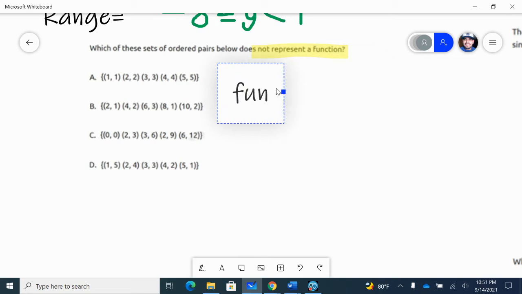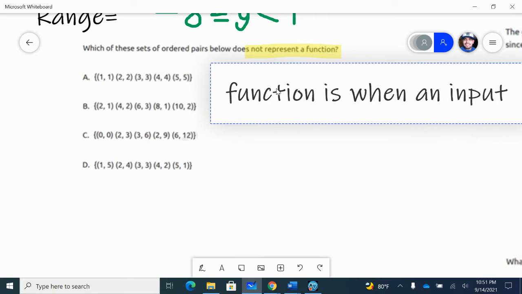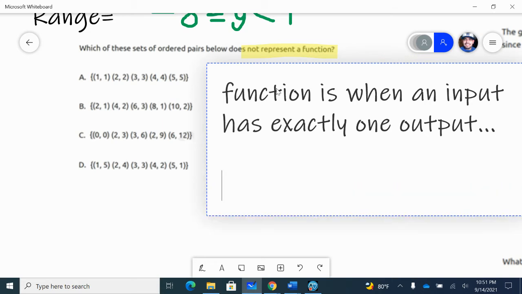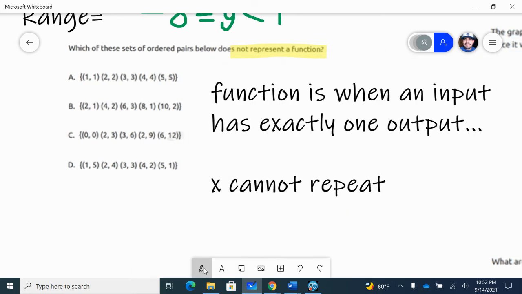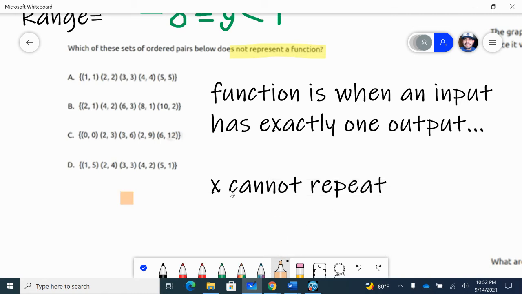Function is when an input has exactly one output, right? And I even told you when you took your notes, the easiest way is x cannot repeat. That is by far the easiest way to remember. So all we got to do here is look at the x's and see which x repeats. So in this case, I'm going to look at my x's and I'm going to highlight any that happen to repeat.